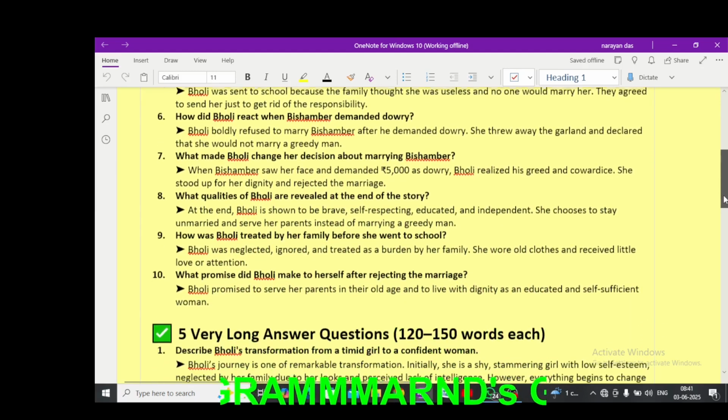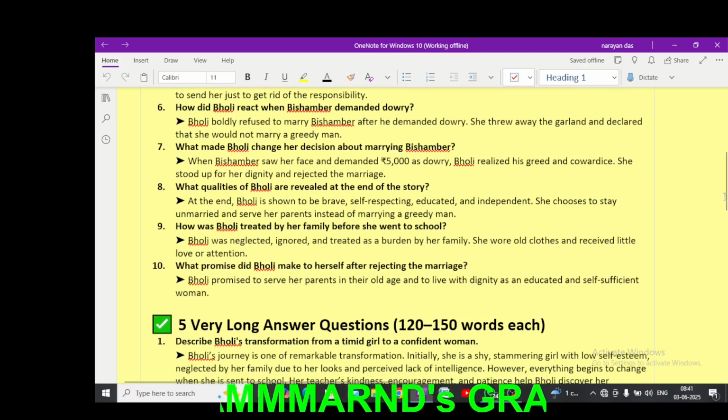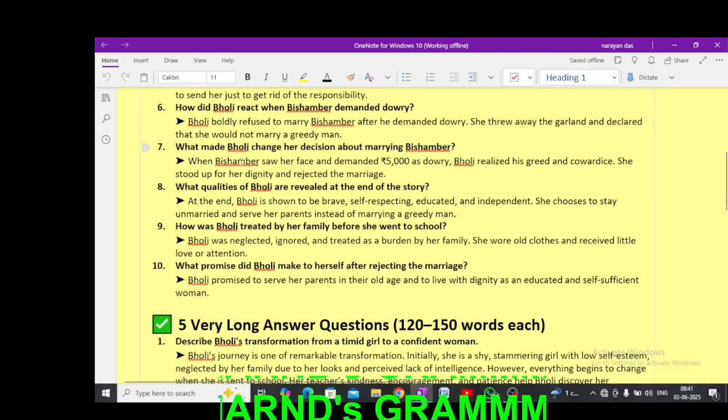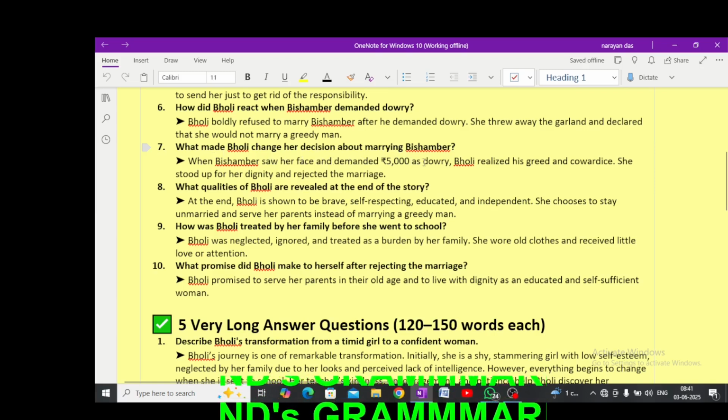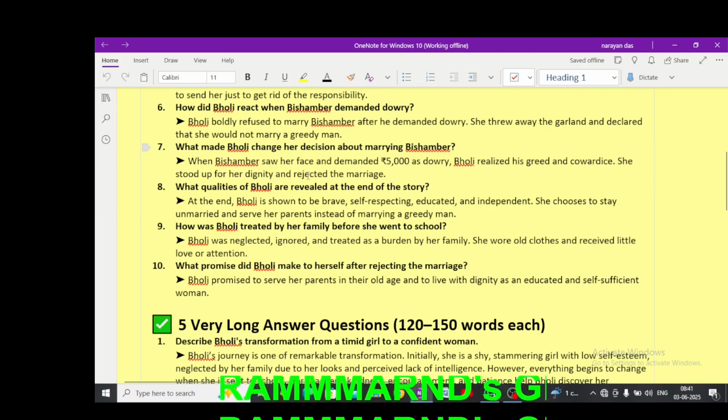Question 7. What made Bholi change her decision about marrying Bishambar? Answer. When Bishambar saw her face and demanded rupees 5,000 as dowry, Bholi realized his greed and cowardice. She stood up for her dignity and rejected the marriage.